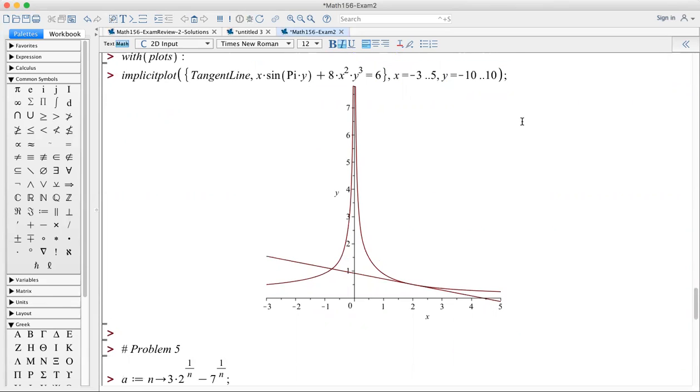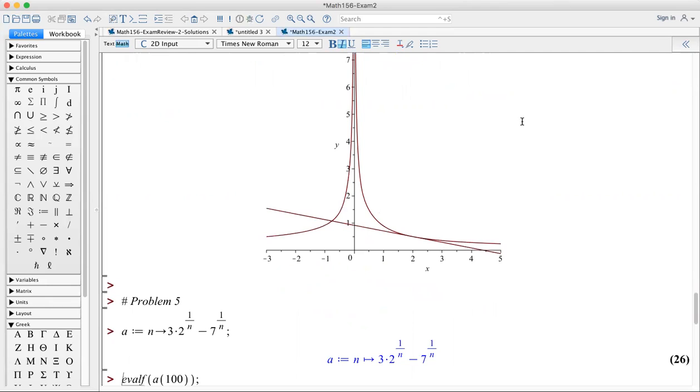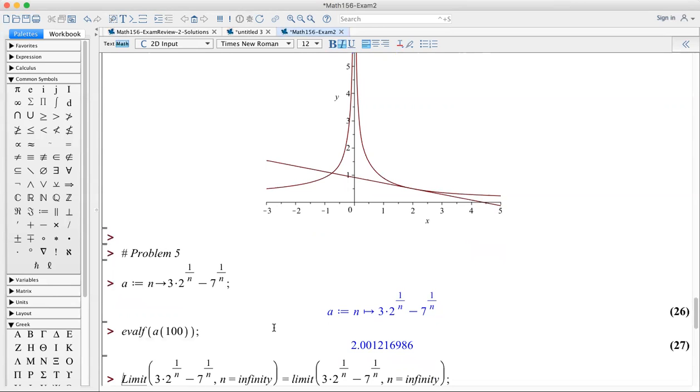Problem 5, this is a problem just like a couple of problems on the review sheet. We have a sequence of numbers, a_n. a_n is the nth root of 3 times 2 minus the nth root of 7. So for example, if you want to know what is the value of this when n equals 100, that's just a of 100.